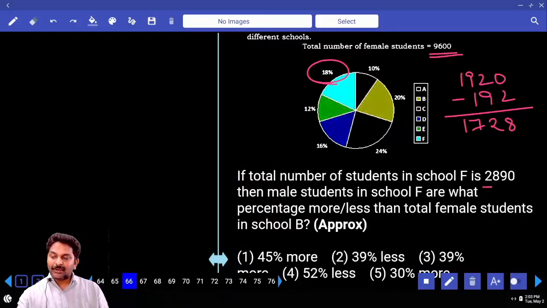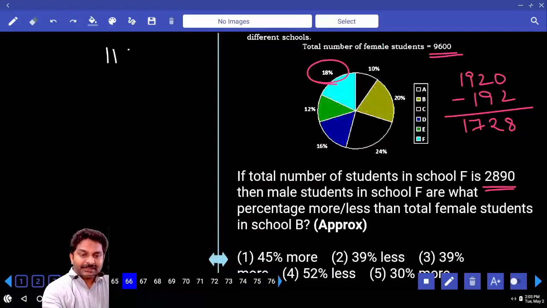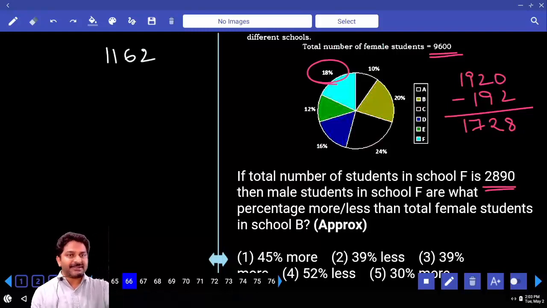1728. Among 2,890, if 1728 are female, remaining are male only? How many are there? 1162 male are there. Come on. I just calculated difference.